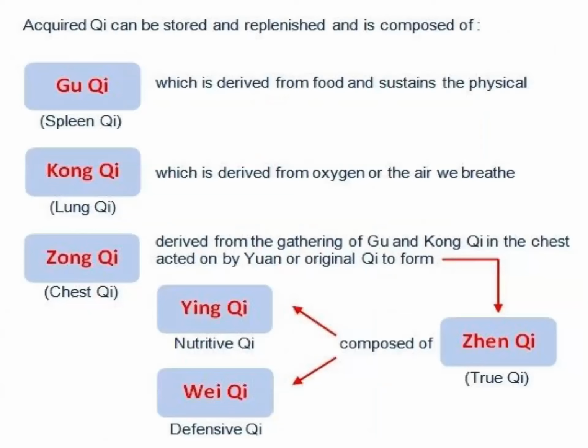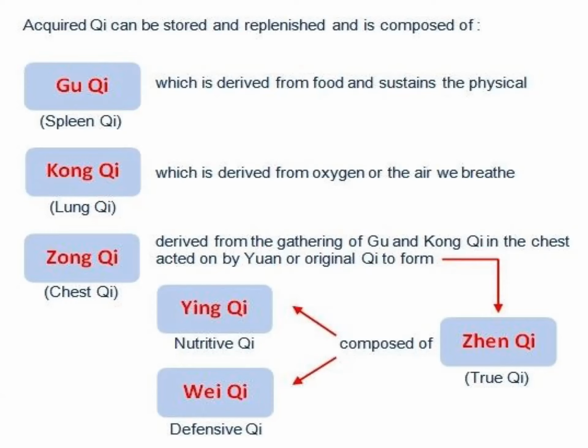So let's review the qi development here. Acquired qi can be stored and replenished and is composed of Ku qi or spleen qi derived from food and sustains the physical body. Then we have the lung qi or Kong qi, which is derived from oxygen or the air we breathe. Then we have the chest qi or the ancestral qi, the Zhong qi, derived from the gathering, it's basically the combining of Ku qi and Kong qi in the chest.